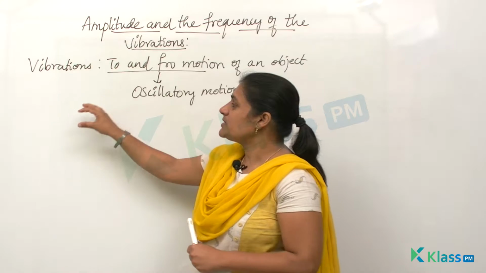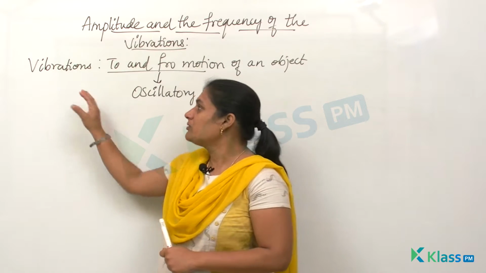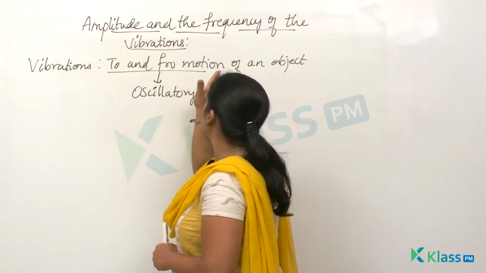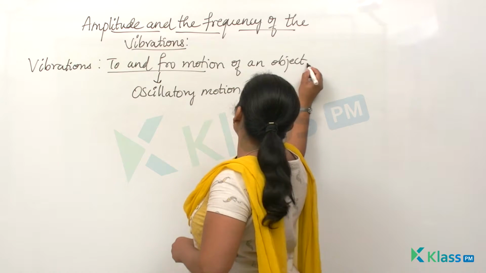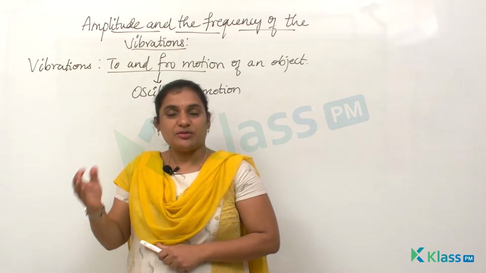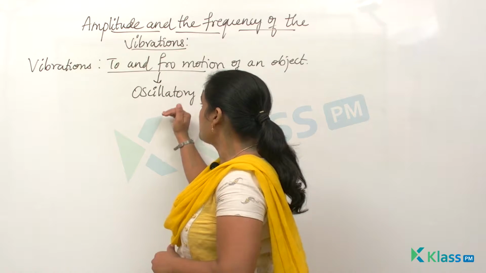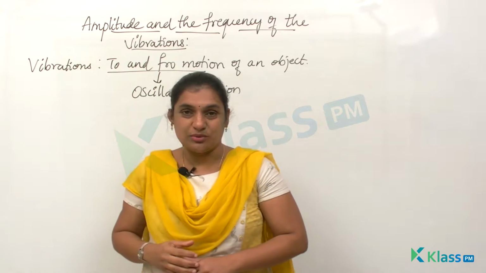So vibrations, as per the definition from the lesson, are the to and fro motion of an object. At the same time, from the previous knowledge we acquired from the chapter Motion and Time in class 6, we know that this to and fro motion is also known as oscillatory motion.